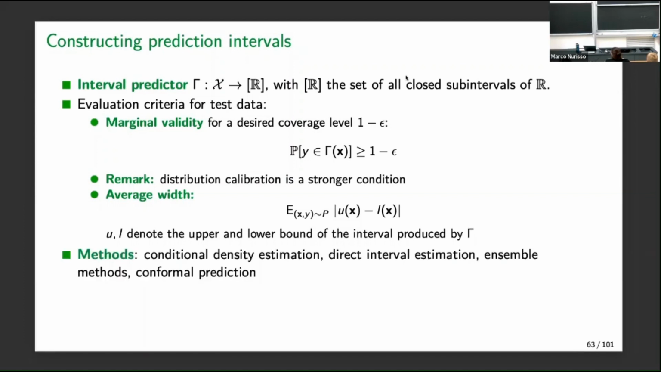There are really a lot of methods in the literature that can produce those intervals. Any conditional density estimation method, but also direct interval estimation methods such as quantile regression, which we have seen. There are also ensemble methods, for example, that do that. And you can also do this with conformal prediction. That's what I now want to explain in my last slides: how to extend conformal prediction for this.